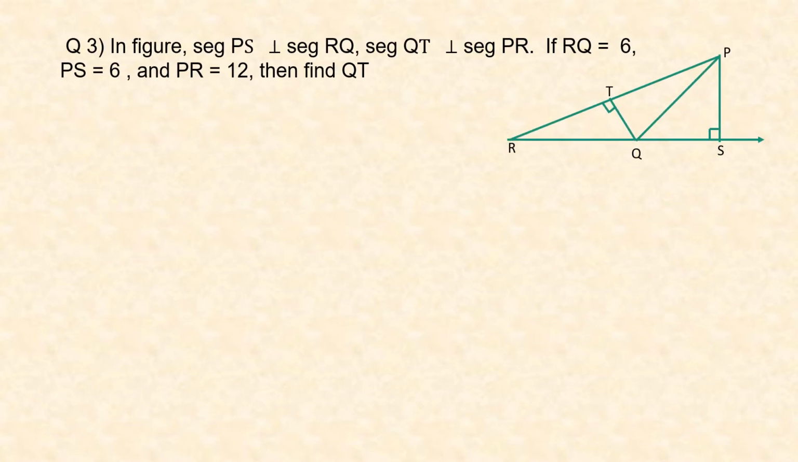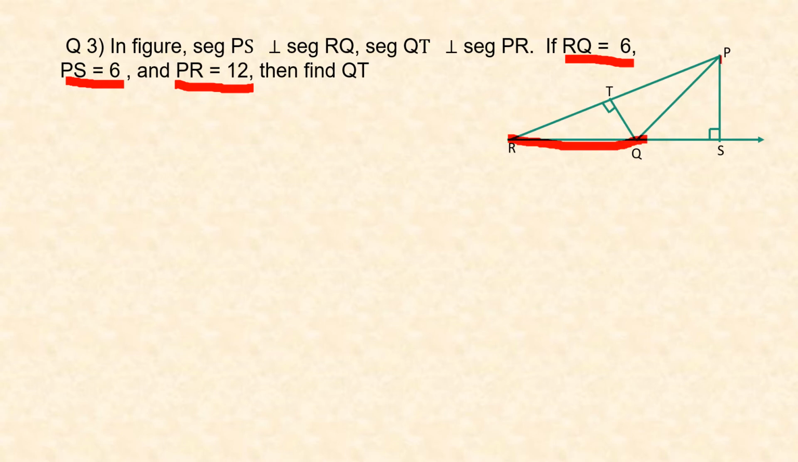In figure, PS is perpendicular to segment RQ and QT is perpendicular to PR. This is given part. RQ is equal to 6, PS is equal to 6, PR is equal to 12. Find QT. To find QT, here which triangle is given?